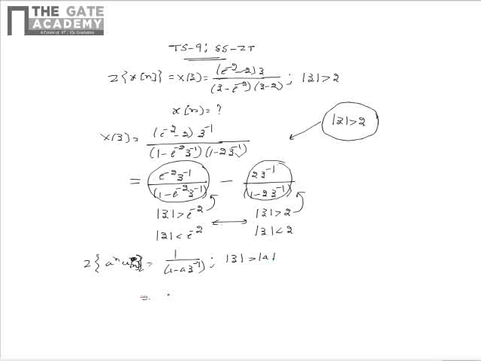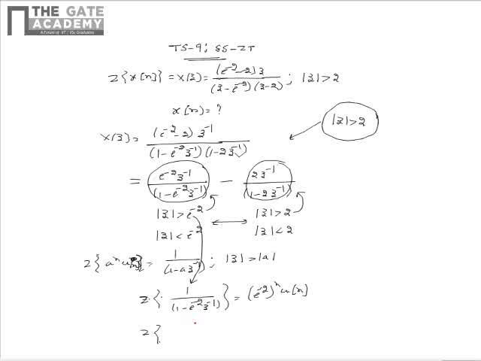From this data we can say that the Z transform of 1 by 1 minus e power minus 2 z inverse is equal to (e power minus 2) whole power n u of n. Please note that here we have considered the ROC as mod z greater than e power minus 2.